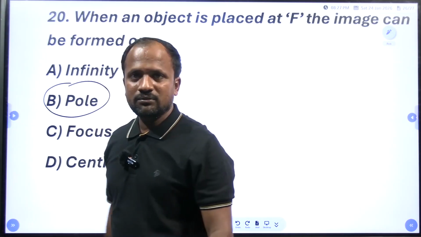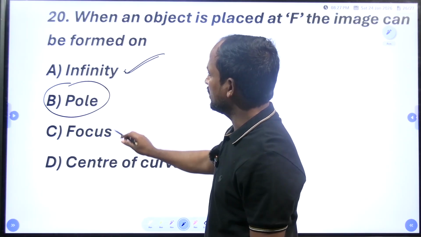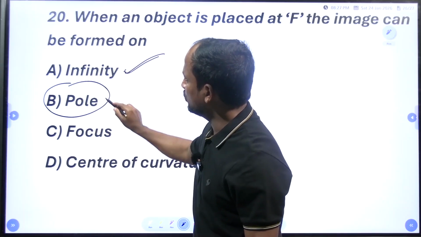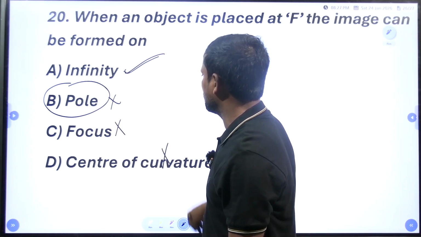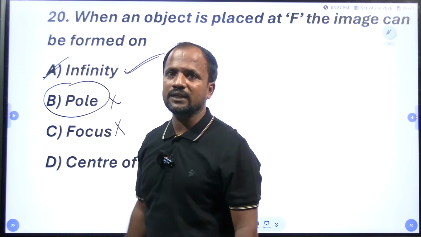So once again, welcome to Infinity Online Academy. Observe here, the answers from these options A, B, C: pole is given, wrong option; focus, wrong; center of curvature is also wrong. So at infinity, you are going to get the image.